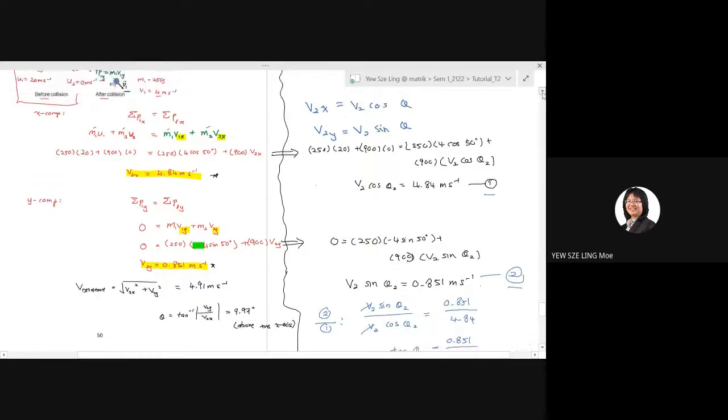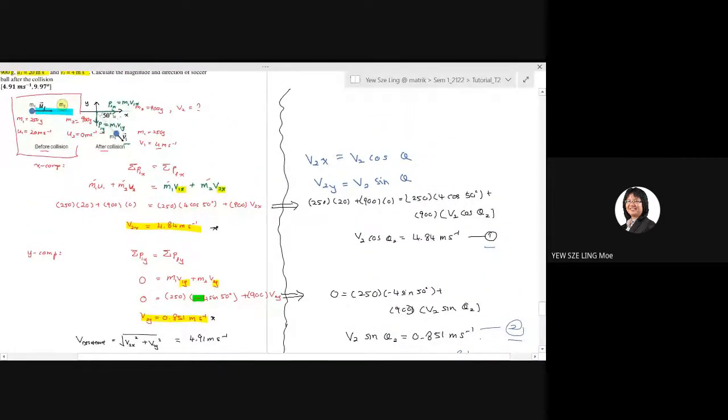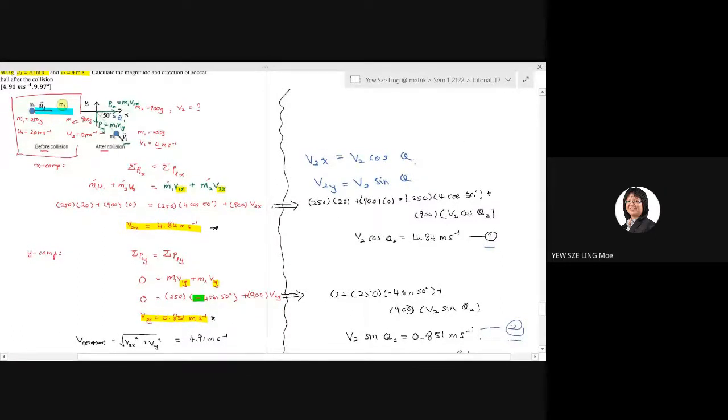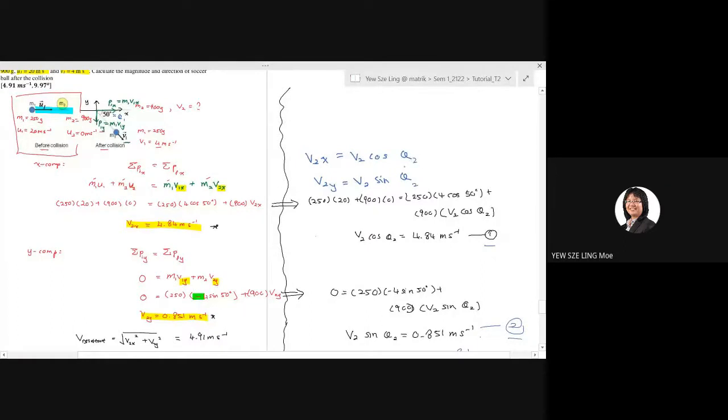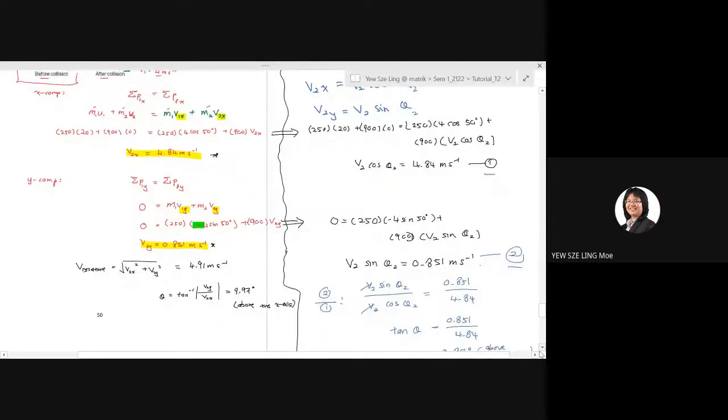So after collisions, if you look at the diagram, you have a 50 degree angle. This is actually theta 1. Theta 1 is for object 1. And then for object 2, because we don't know the direction, we just write theta 2 because it is an unknown. All right? Okay, madam.